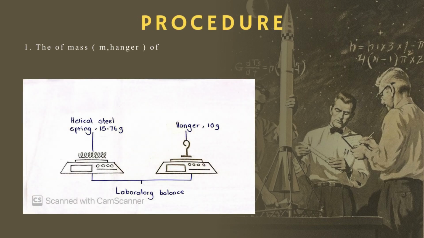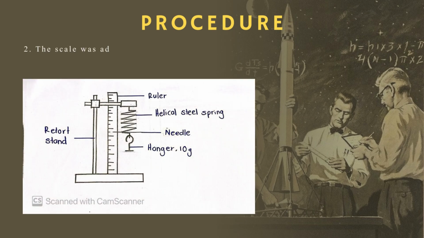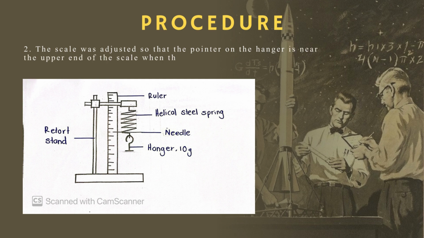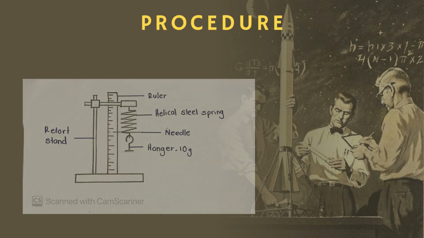The first step in our experiment is measuring the mass of the hanger and spring. As shown in the picture, a Sartorius balance was used to determine the mass M of the spring and the hanger. The second procedure is that the scale was adjusted so that the pointer on the hanger is near the upper end of the scale when the hanger is unloaded. Its position was recorded as X initial and a table on a data sheet was prepared.